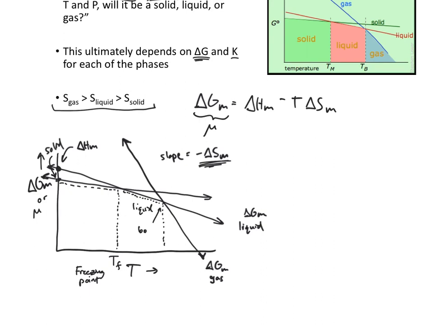And right there, that's the boiling point. So we could say that's TB. And then for this high temperature region here, this curve has the lowest Gibbs free energy. So this is going to be in the gas phase. So this particular plot is a lot like what water would look like at 1 atmosphere, because it goes through a solid, liquid, or gas phase depending on the temperature.